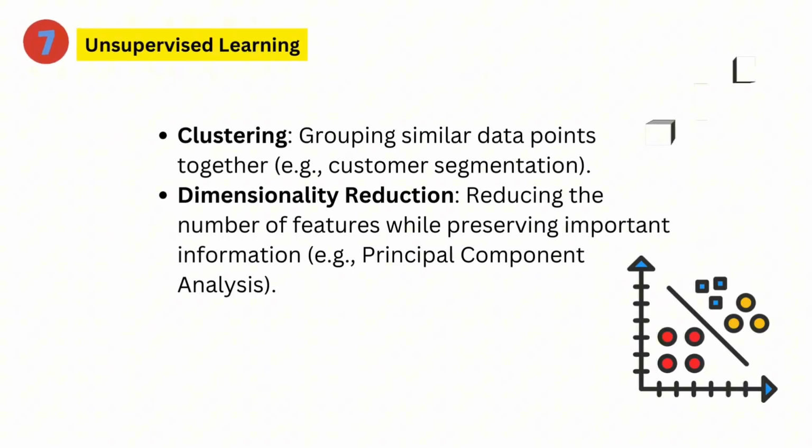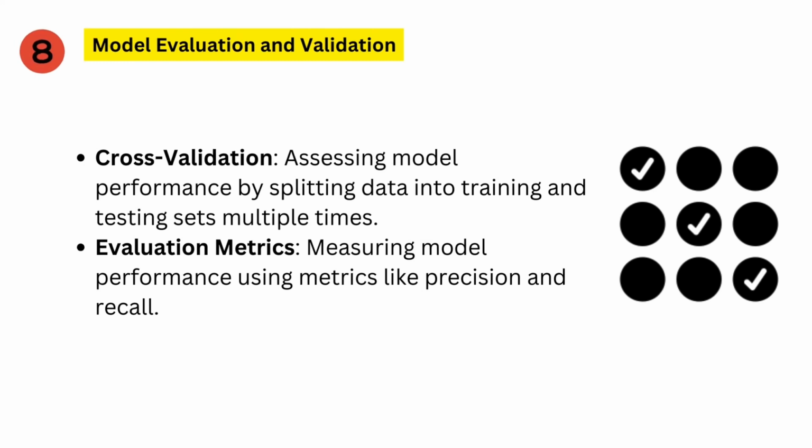Unsupervised learning involves clustering and dimensionality reduction, allowing you to find patterns in data without pre-existing labels. Model evaluation and validation ensure that your model performs well on unseen data. Techniques include cross-validation and metrics like precision and recall.